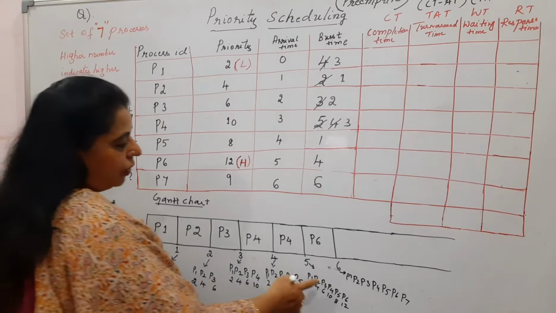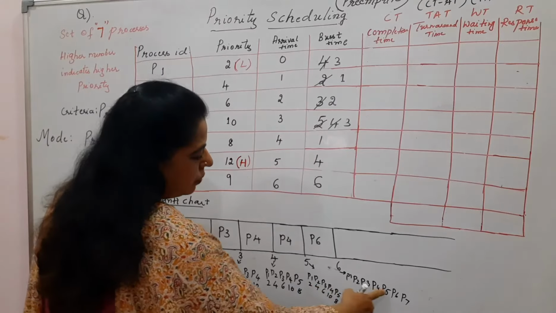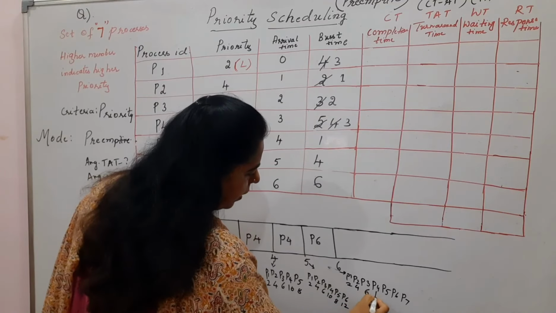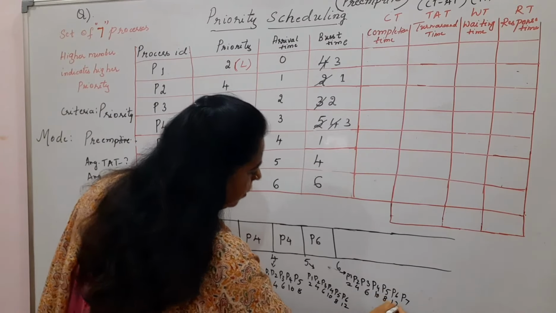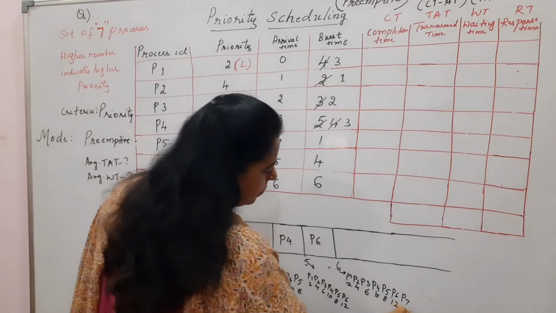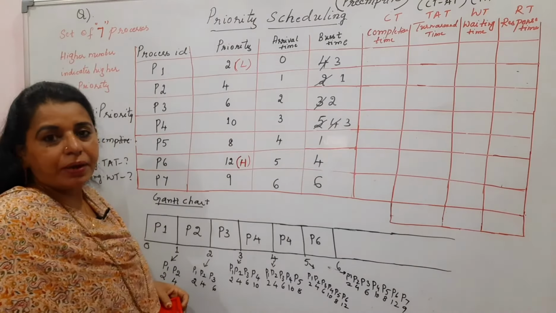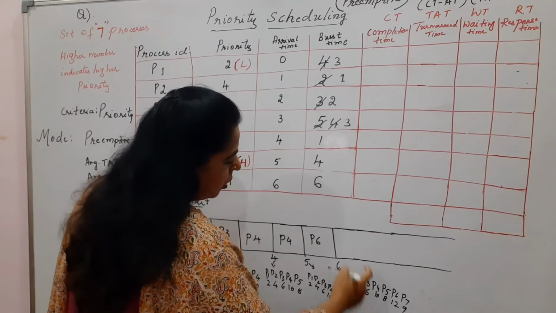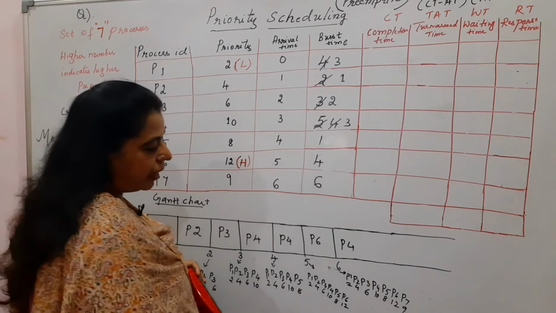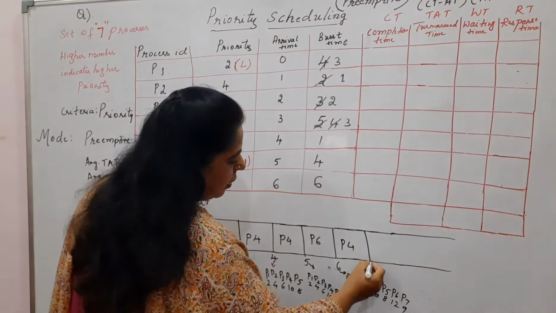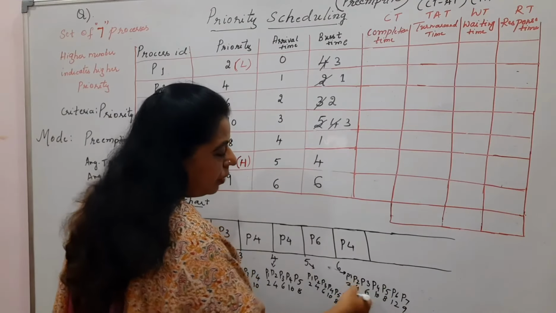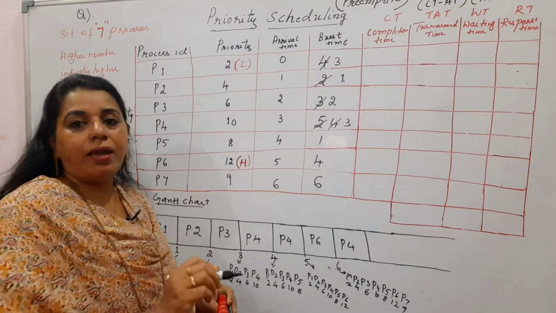Moreover, at time unit 6, out of all these processes, write their priorities also. P7's priority is 9. So which one will you schedule? Definitely the highest is P4 here, and P4 will get its chance. P4 will run for how much time now? Will you do it for 1 unit of time, or will you carry it out for the remaining burst time?